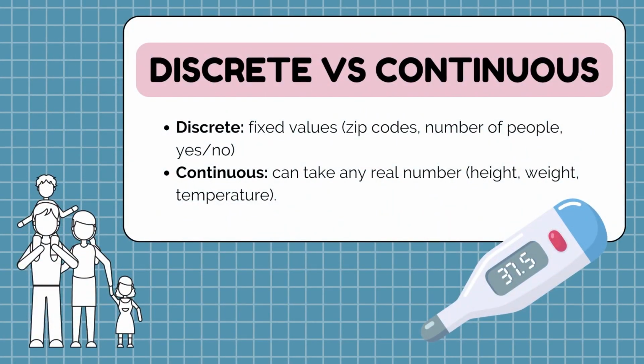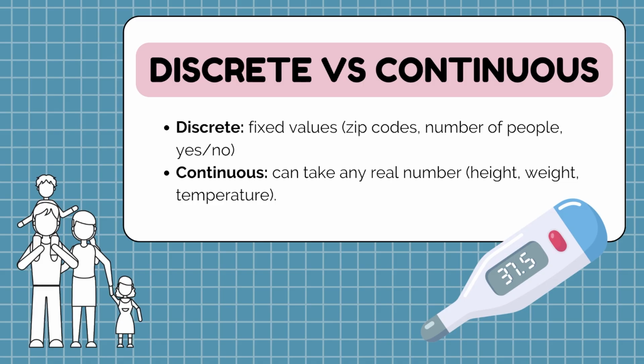Moving on to discrete and continuous. Another way to look at attributes is whether they are discrete or continuous. Discrete attributes have a limited number of values. For example, number of children: you can have 0, 1, 2, or 3 kids, but not 2.5 kids. Another example is zip code. It's a fixed code, not a continuous number.